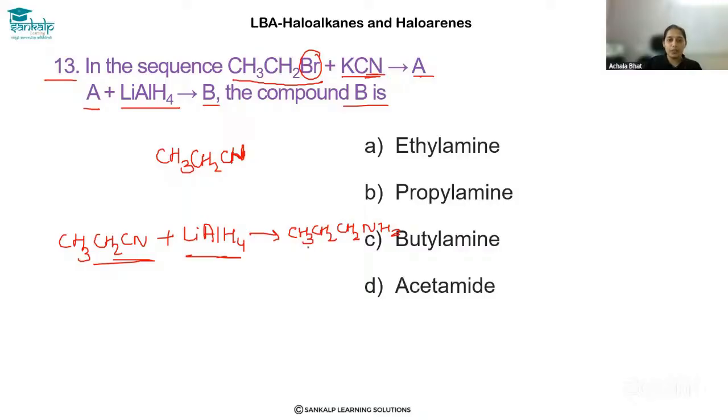This is 1, 2, 3, 3 carbon atoms. ಅಂದ್ರೆ ಯಾವ್ದು ಬರಬೇಕು? Yes, propyl amine. Option B is correct. Primary amine, that is propyl amine, is formed.